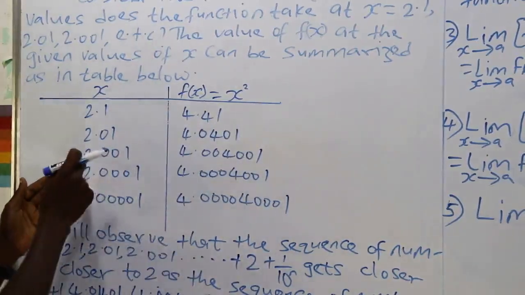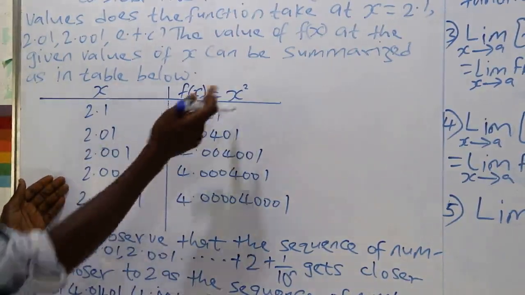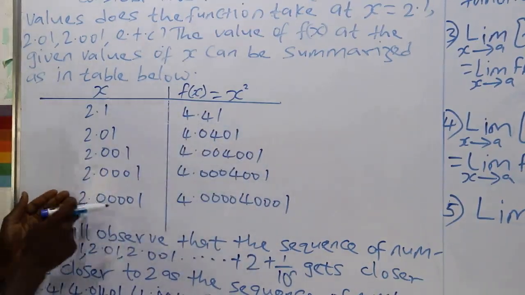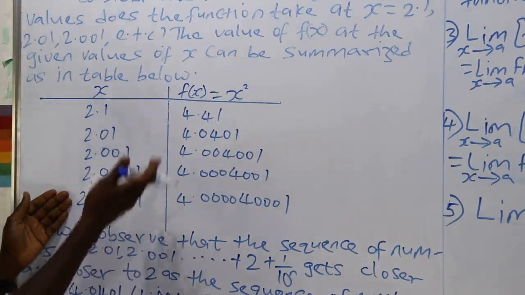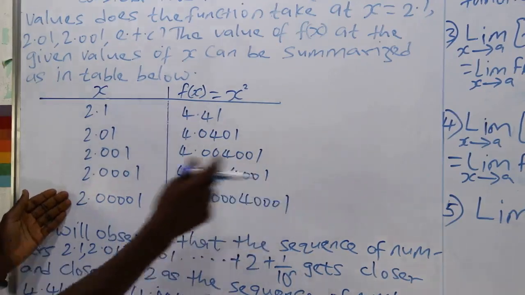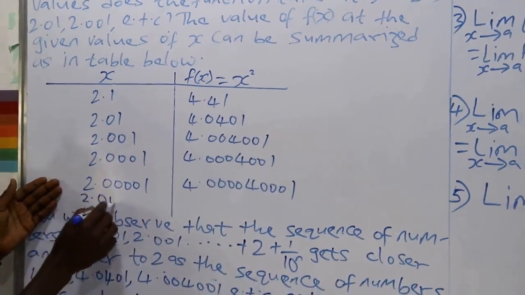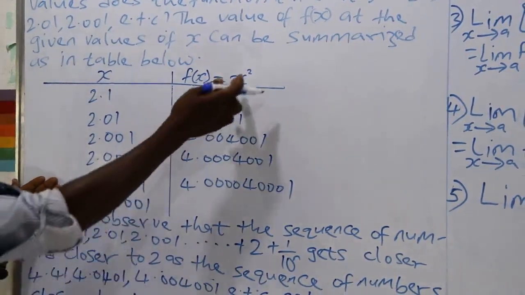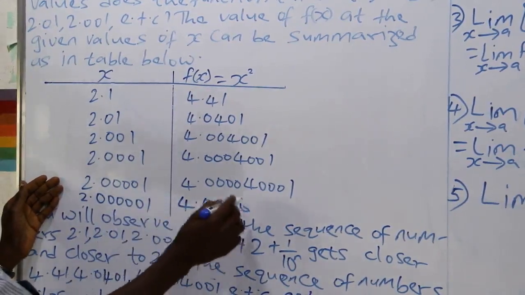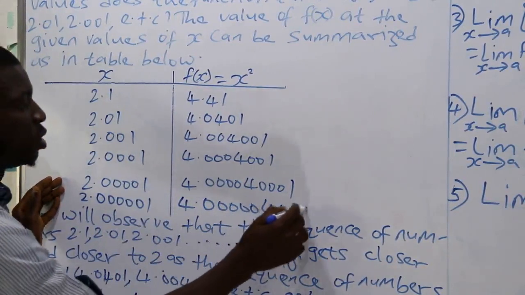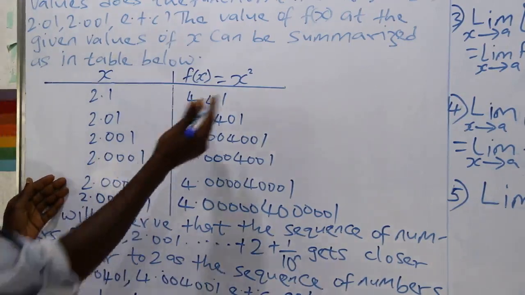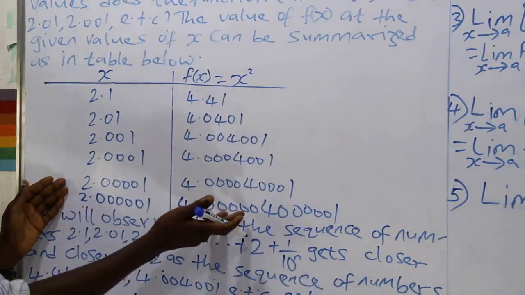The third one is 2.001. If you multiply 2.001 in two places, it will give us 4.004001. The next one is 2.0001. If you multiply it in two places, it will give us 4.00040001. Also, if you are given 2.000001, if you multiply it to find our f of x, it will give us 4.000004000001.